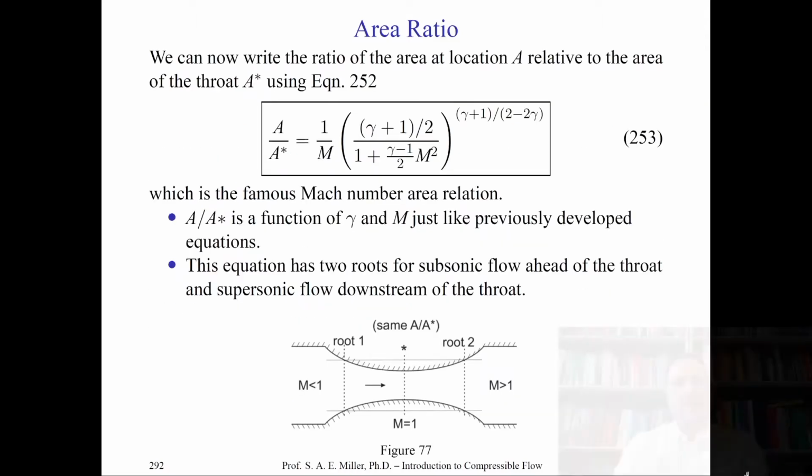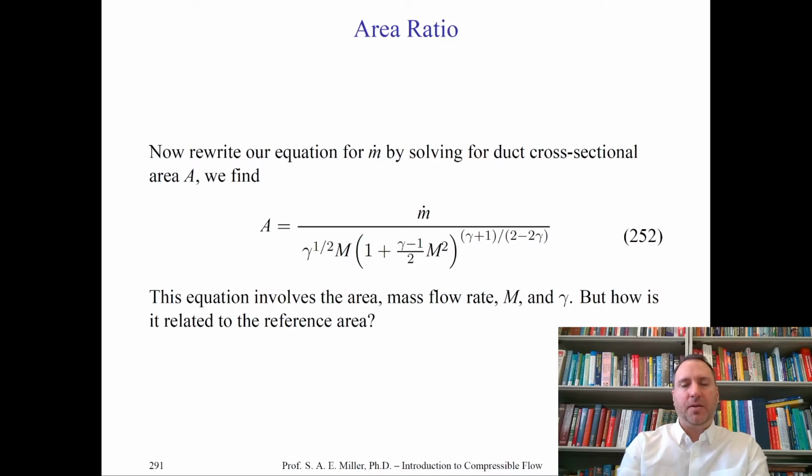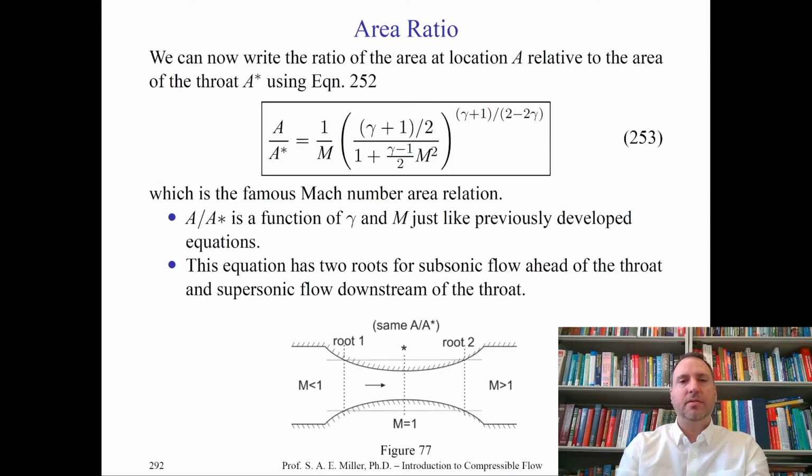So we'll be able to write the ratio of the areas at location A relative to the area of the throat, A sup star, using equation 252. How do we do that? We take 252 and copy it and write A sup star and M equals 1, for instance, and take the original form of 252 and divide it by the modified form. Therefore, on the left-hand side, we'll have A over A sup star, and on the right-hand side, we'll have the reduction of the equation, and m dot cancels out because it's constant in the numerator and denominator. And simplifying with M sup star equals 1, we'll arrive at this equation.